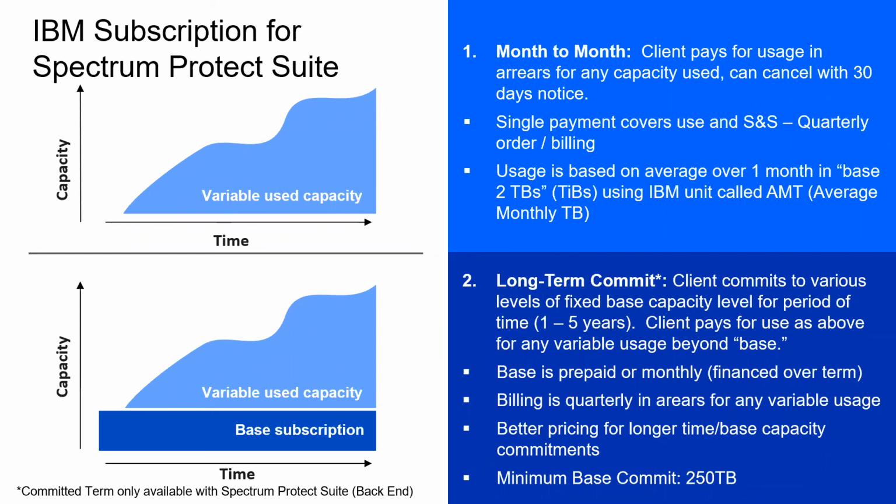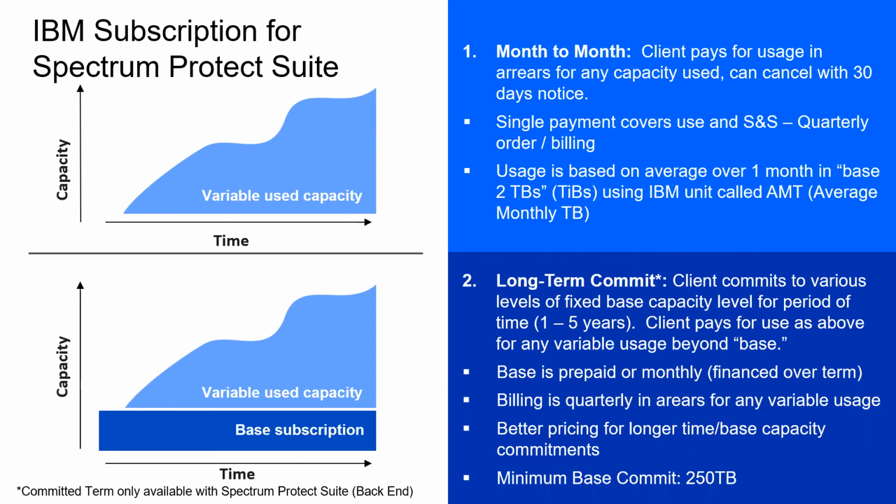I'm going to use Spectrum Protect as the example, but it works exactly the same way with Scale. On a month-to-month, the client basically says, X number of terabytes or petabytes that I'm going to use, and I'm going to pay on it month-to-month. I can always cancel, just giving a 30-day notice, and there's no commitment to it.